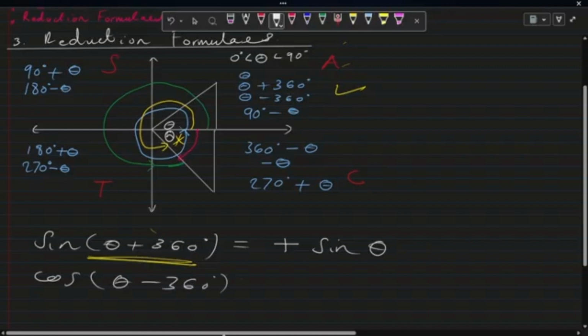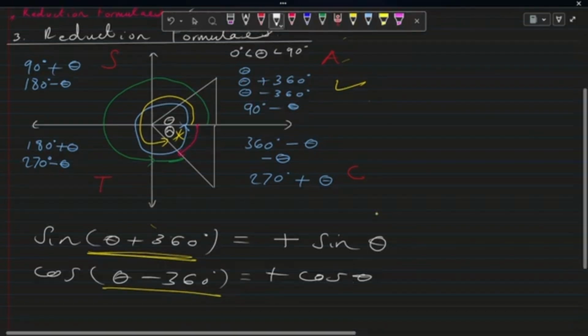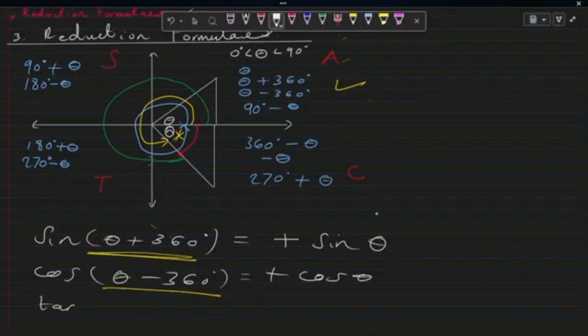And then let's say we have cos of theta minus 360 degrees. Okay, we do the very same thing. We ask ourselves about this angle. In which quadrant does this angle belong? And the answer is quadrant 1. And then we ask ourselves another question. In quadrant 1, is cos positive or negative? And we know that cos is definitely positive, so we know that this will simplify to positive cos theta.